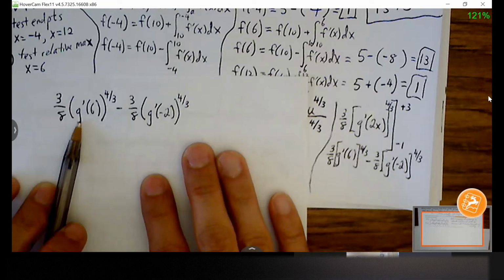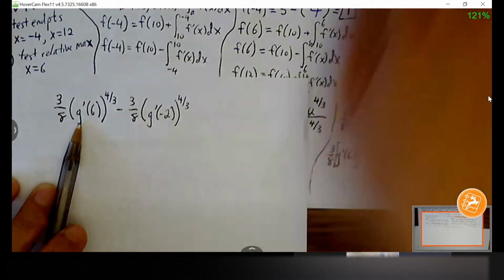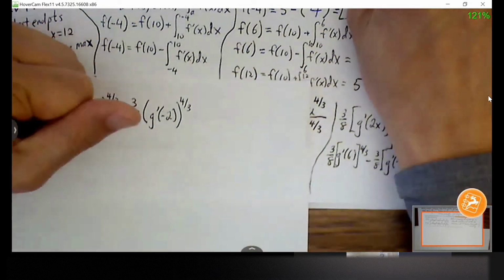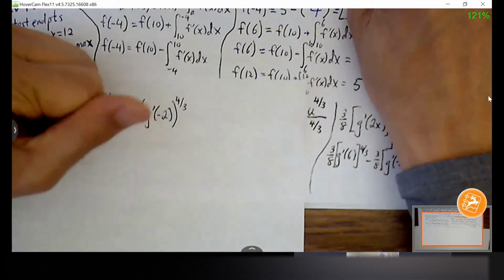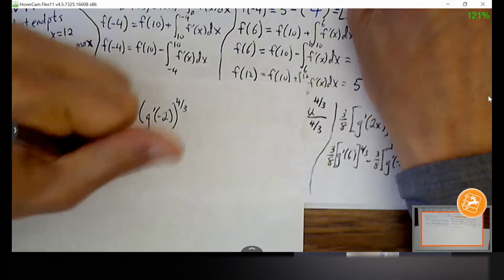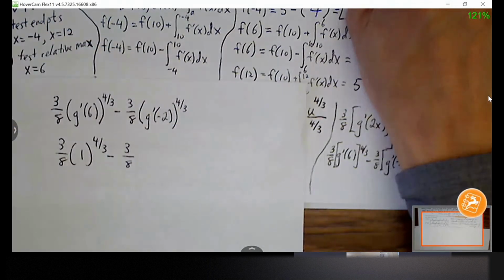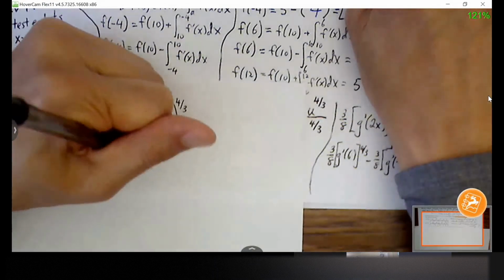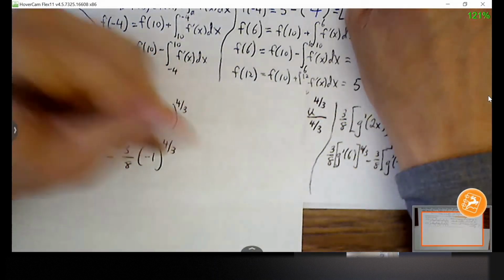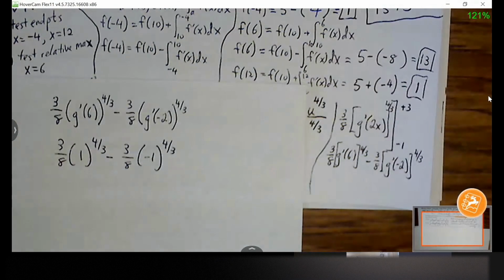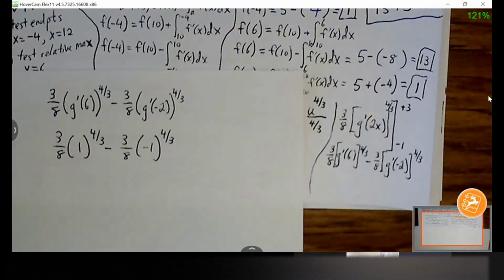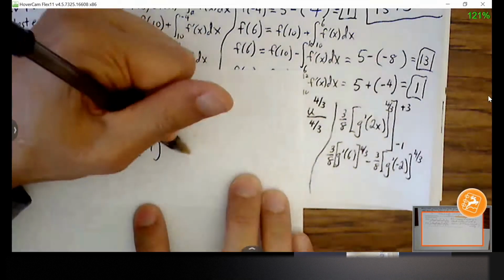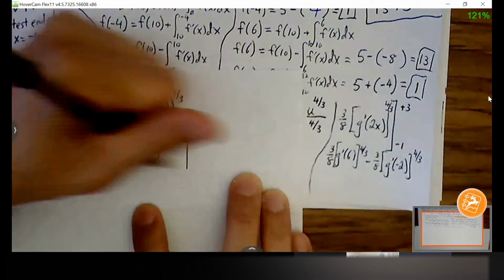Go to our table, g prime of 6 is 1. G prime of -2, -1. No, it's actually not, oh, actually, yeah, wow, this actually ends up just being 0, right? I can leave it in this form.